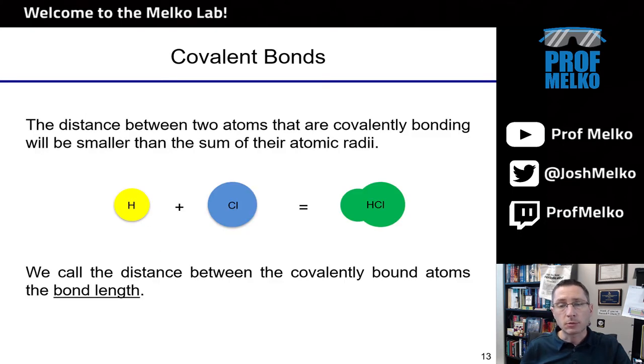Now, the distance between two atoms that are covalently bonding will be smaller than the sum of their radii. That's a lot of technical words. All it means is that if I look on the periodic table, hydrogen is this size and chlorine is this size. When they bond, they sort of morph into one another, okay? The size is not going to be hydrogen plus chlorine size. It's going to be something smaller, right? So here's the size that I drew, and it's definitely smaller here, okay? That's the real point of this slide, is just knowing that when these things share electrons, they're hugging it out here, getting closer to one another.